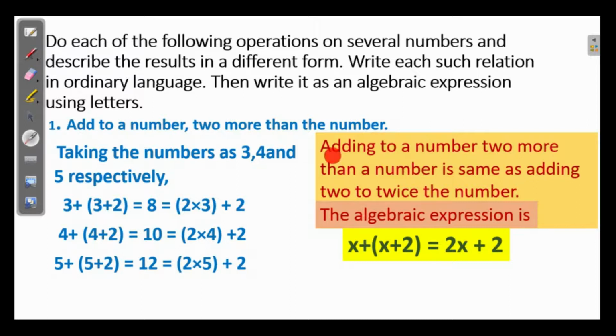And we can write each such relation in ordinary language. In ordinary language, we can start from the question. Adding to a number 2 more than the number is the same as adding 2 to twice the number. And the algebraic expression, as we have already seen, is x plus 2 is equal to 2x plus 2. See the second question.